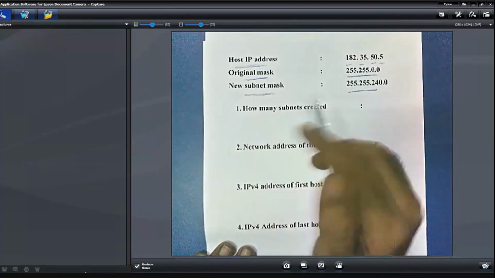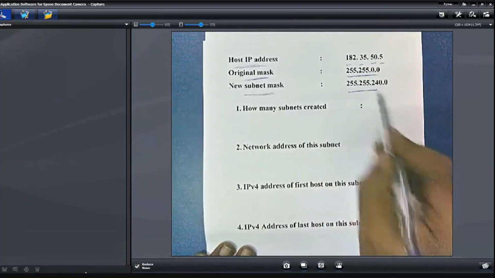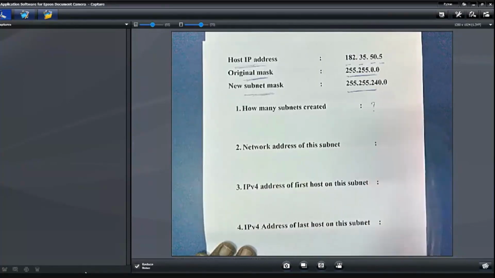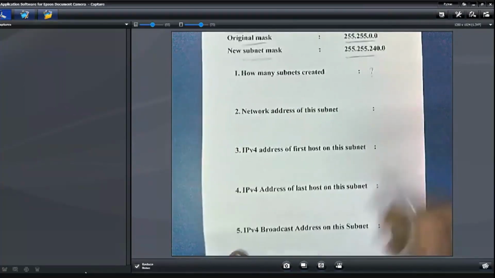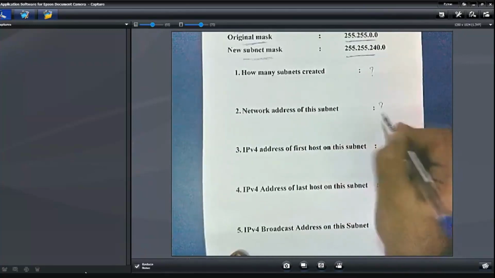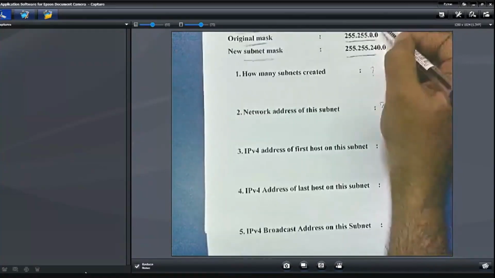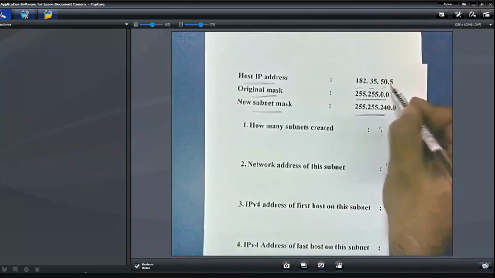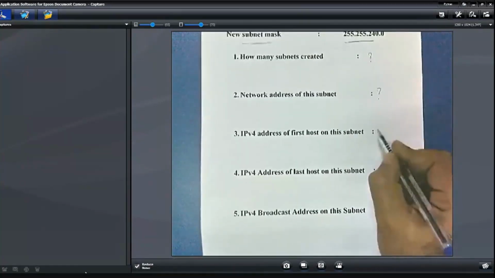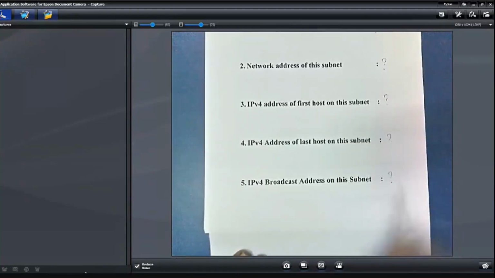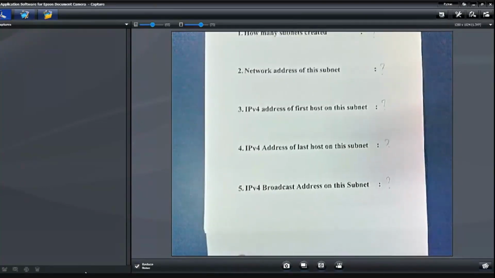What is the question now? How many subnets did they create? What is the network address of this subnet? What is the first host IP address for this subnet? What is the last host IP address? What is the broadcast IP address? You have to find these. So it is slightly reverse.